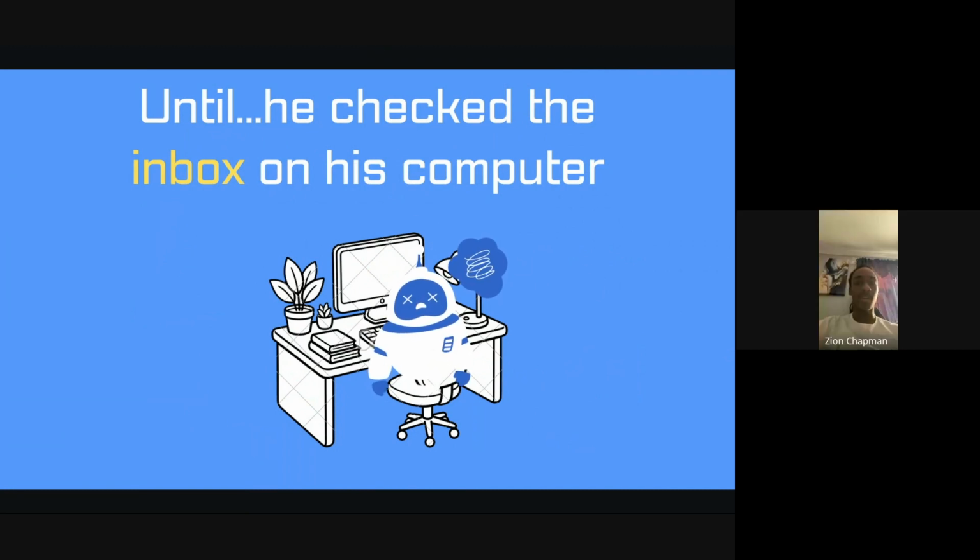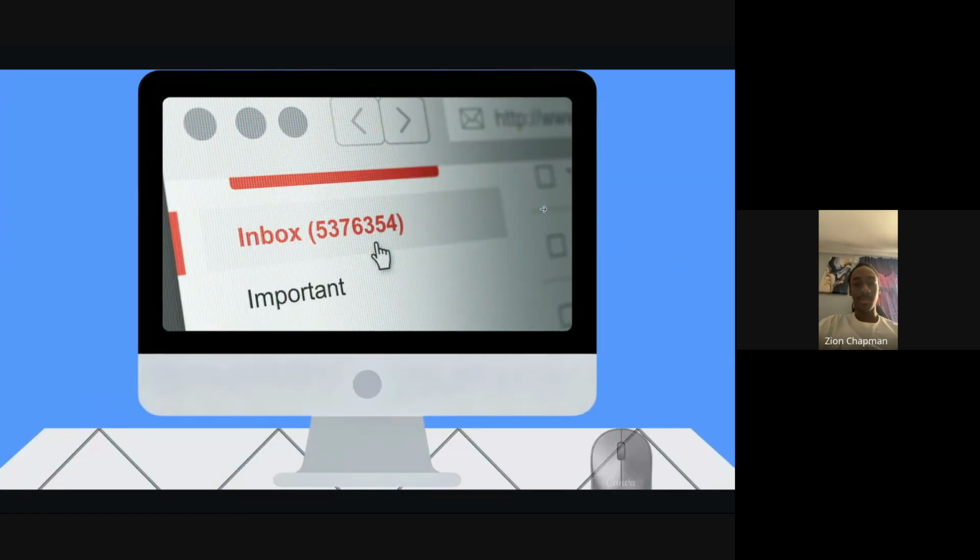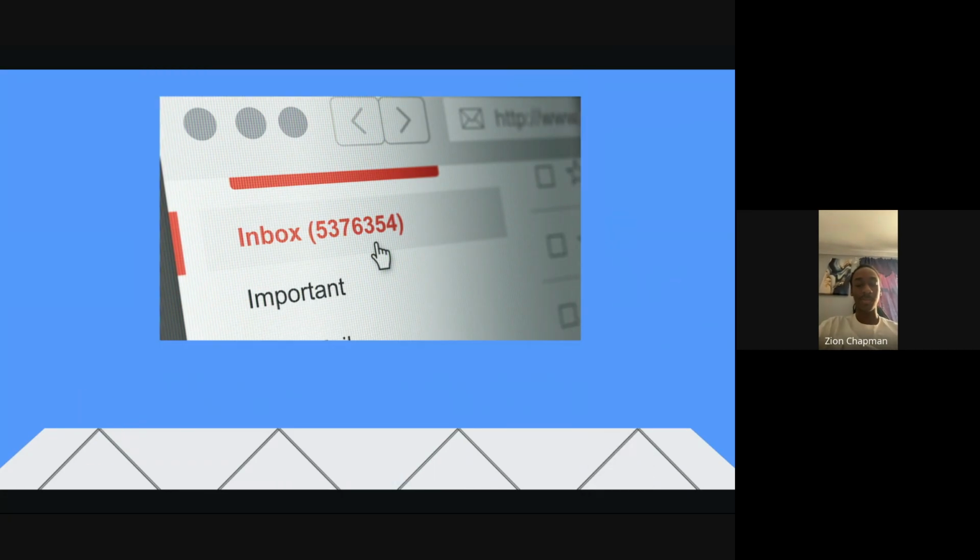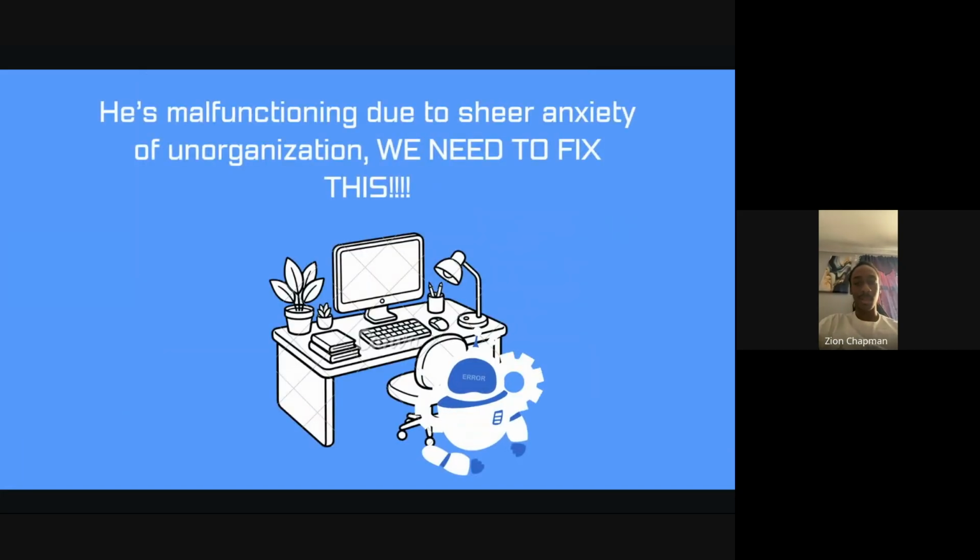Until he checked the inbox on his computer. As you can see here, this is an example of having too much work to look at emails, with too much you could do in a short amount of time. Due to that, RK Jr. is facing a malfunction, and we need to fix this.